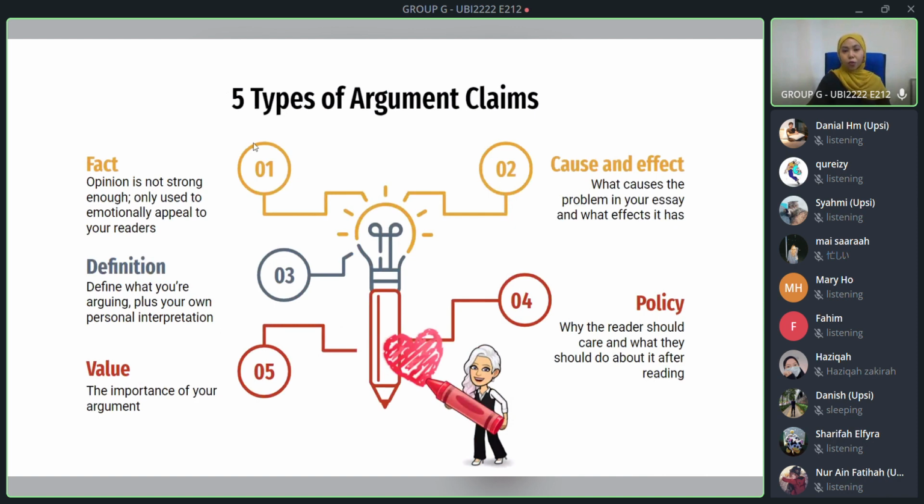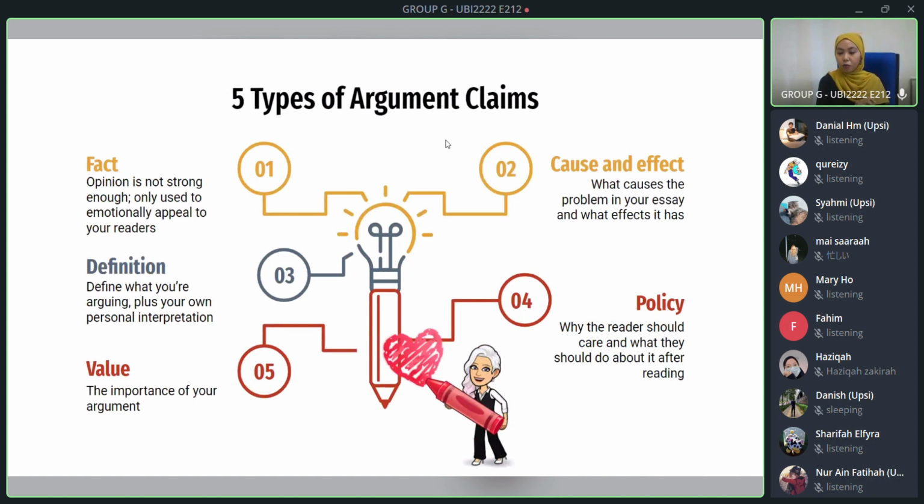Right. So there are 5 types of argument claims. What are argument claims? Basically, how to approach the idea. Remember last time when we talked about sexual education, should it be carried out in school? Some say yes, some say no, right? And your reasonings all differ. Some say in terms of health.